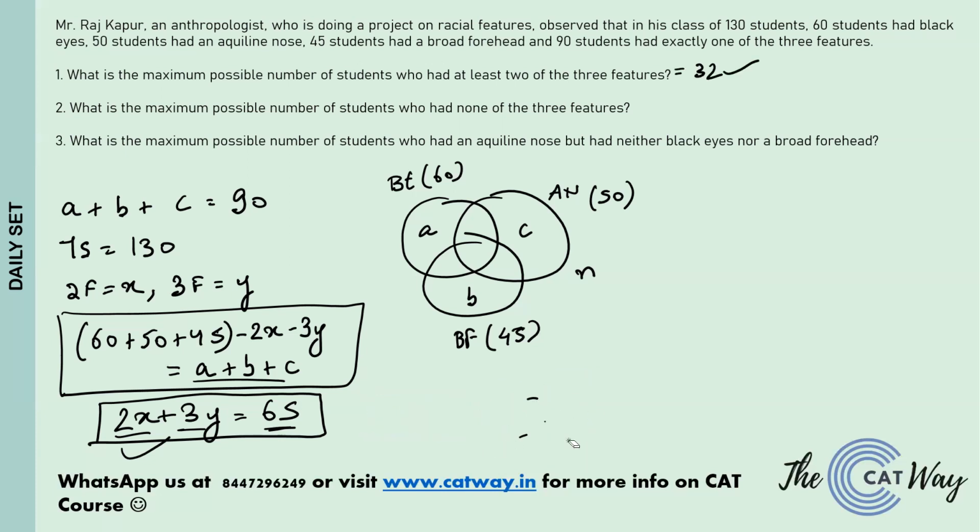Okay, chalo. Now let us move towards the second question. Now what does the second question tell us? It says, what is the maximum number of students who had none of the three features?